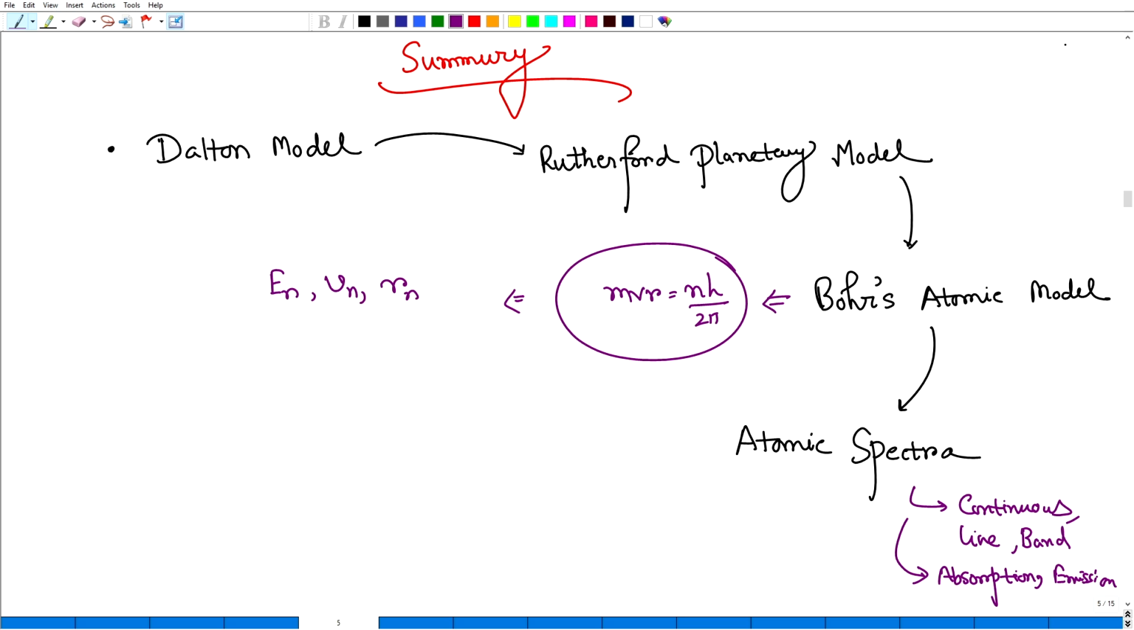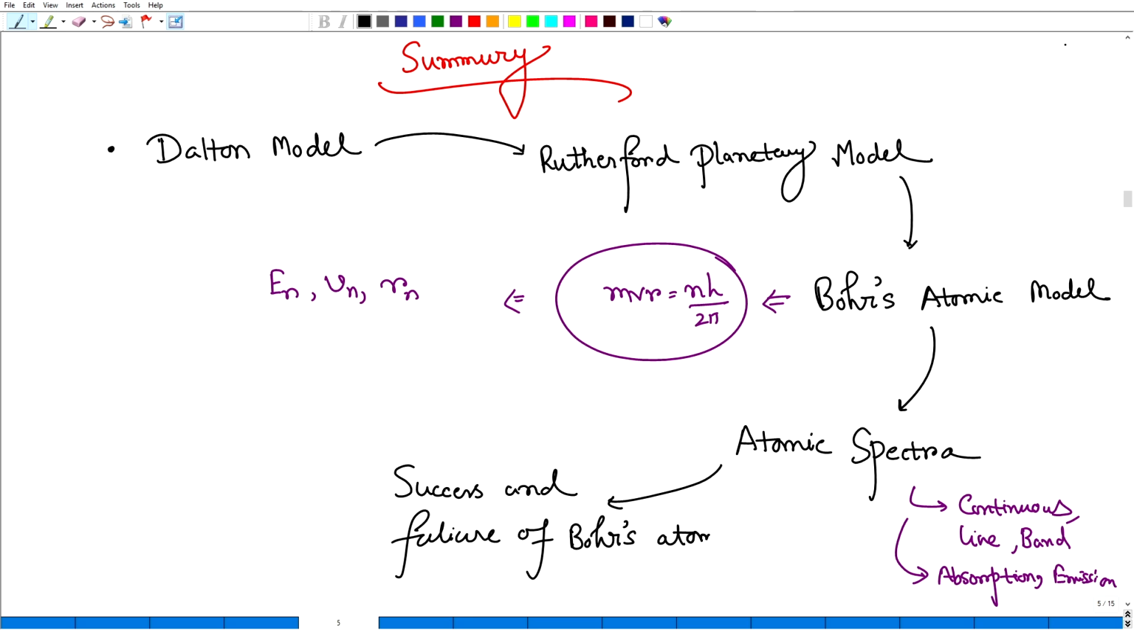Then we discussed how the Bohr atomic theory was able to explain this, but there were also some flaws. So after discussing this atomic theory, we discussed the success and failure of Bohr's atomic model. Okay, this was also discussed.